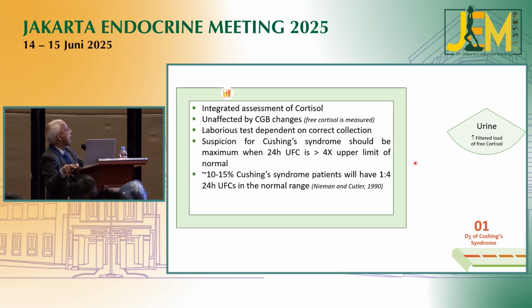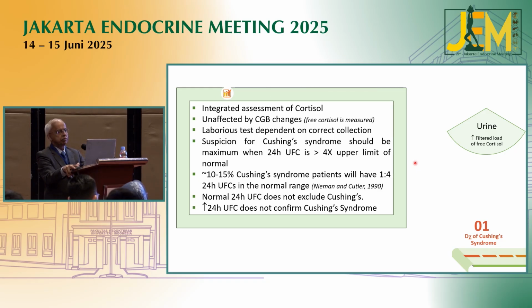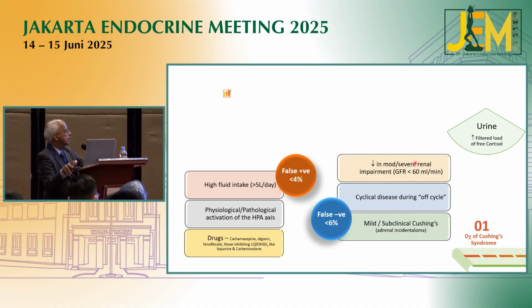But sometimes they may have a normal cortisol. If you do 4 tests in one patient, one may be perfectly normal. So a normal 24-hour urinary cortisol does not exclude Cushing's, but most of them have it elevated. These are some false positives related to fluids, urinary outputs, drugs, and the methods you use to measure them.